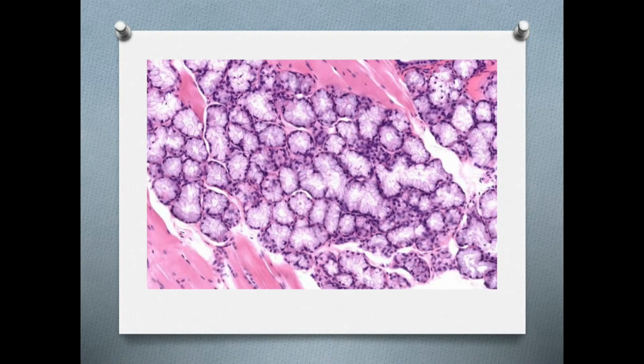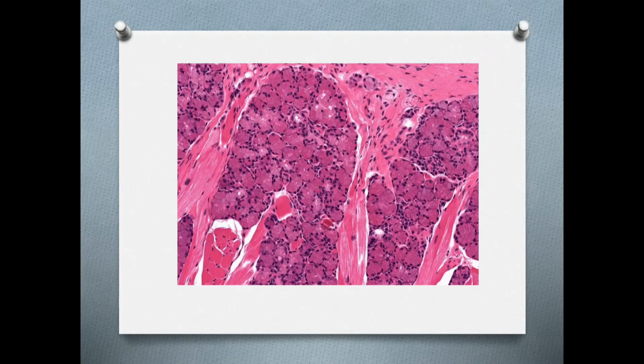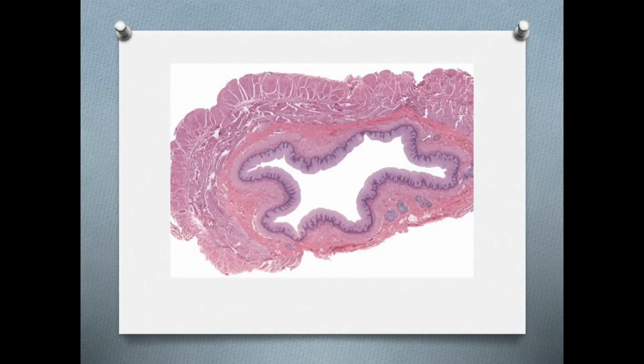Okay, so what's this? Mucous gland. Mucous glands are small mucous glands in the oral cavity. And this is the same, it's a mucous gland. This one is a serous gland. And what's this?